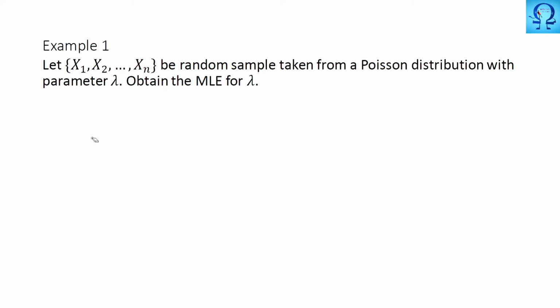Now we have an example here. We have taken a random sample from the Poisson distribution with parameter lambda, and we are asked to find the MLE. The Poisson distribution means the probability distribution is given by f of x comma lambda, which is e to the power minus lambda, lambda to the power x upon x factorial, where x can take any value from 0 onwards.